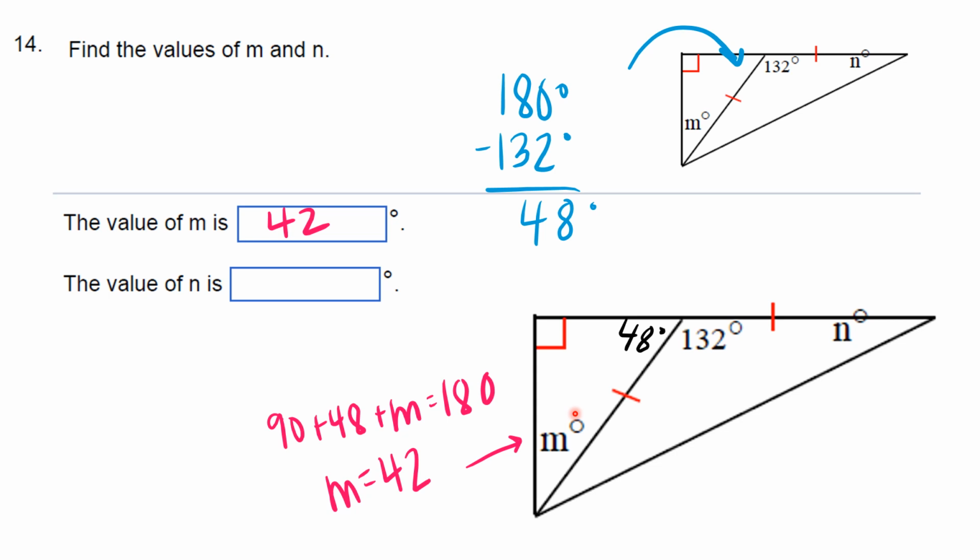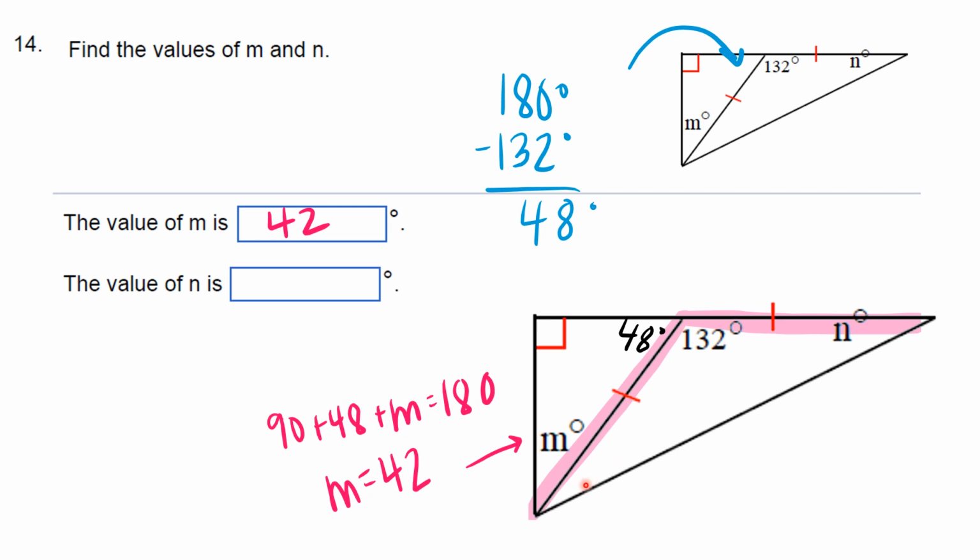All right, next I need to find the value of N. All right, so now I'm looking at the triangle on the right. Notice that these two sides are labeled as congruent. That tells us that this is an isosceles triangle. So I'm going to use the isosceles base angle theorem, which tells me that if I have these two congruent sides of a triangle, then the angles that are opposite from those line segments, or the angles that are opposite from those sides, are congruent.